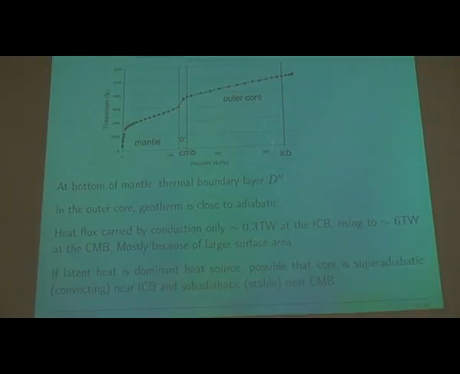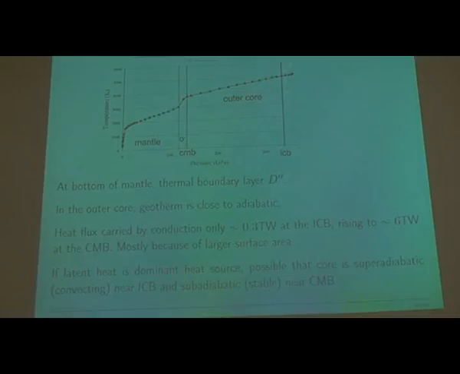And of course the radius down here is much, much less than the radius up there. So that means that far more heat is carried by conduction out here, and much less heat is carried by conduction down here, close to the ICB. So if the heat is being generated by latent heat production at the ICB, if there's 4 terawatts coming out there, it can't possibly be carried by conduction because you can only carry about 0.3 terawatts down there. So there's got to be convection down there.